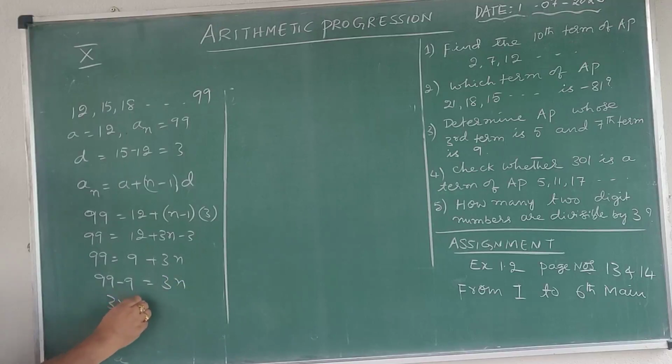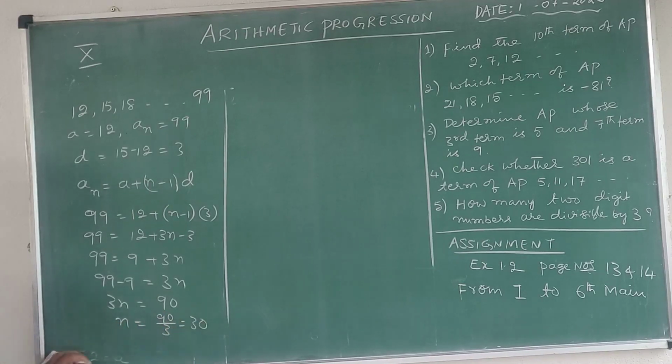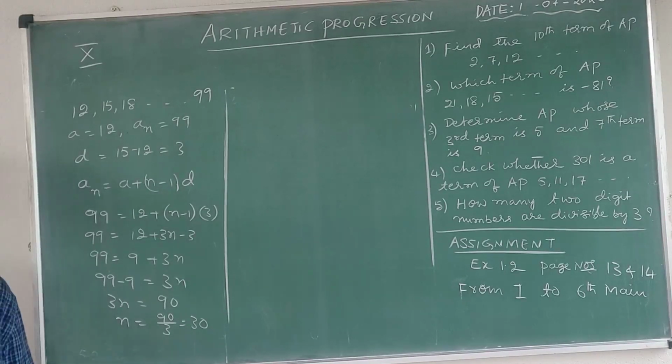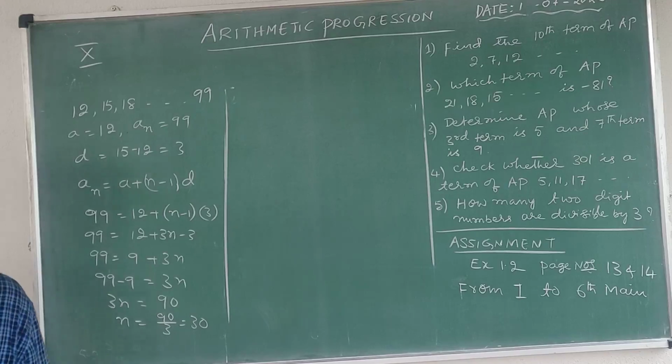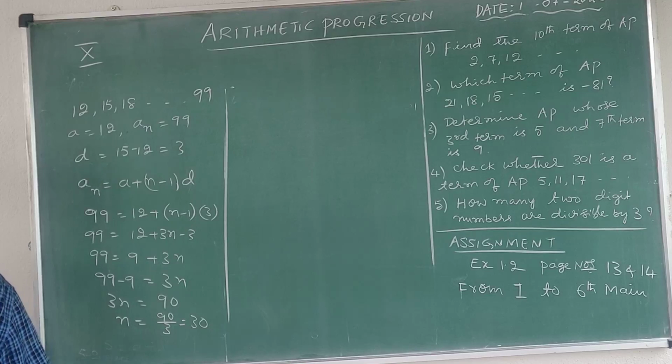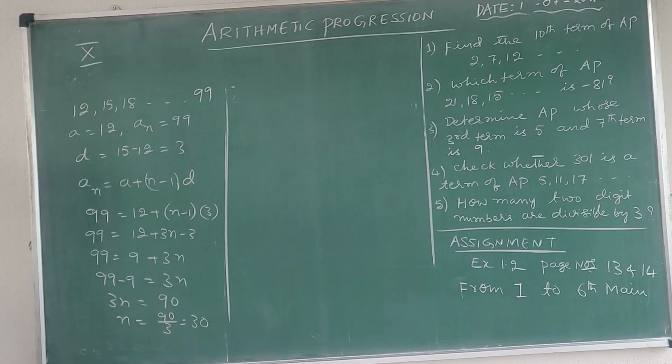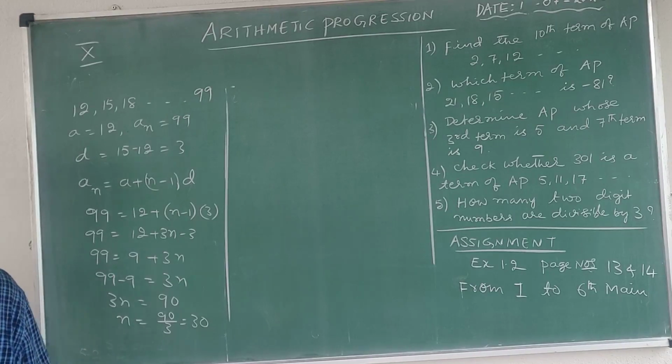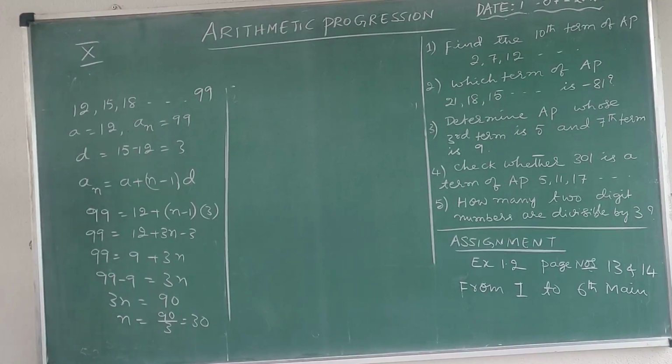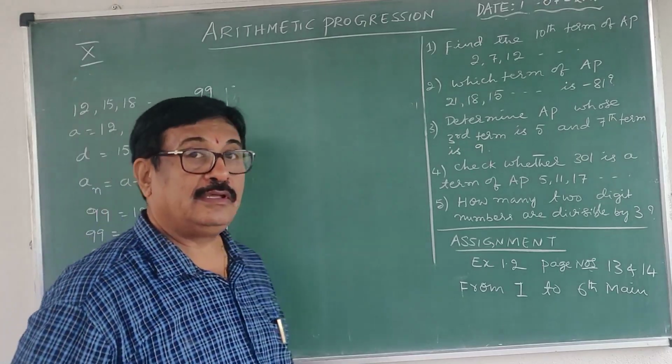So 99 minus 9 is equal to 3n. So 3n is equal to how much? 90. 3n is equal to 90. n is equal to 90 by 3. So that is 30. So you should understand that there are 30 such 2-digit numbers which are divisible by 3. Okay? The 2-digit numbers divisible by 3, between 10 and 100, it is 30. Understood?